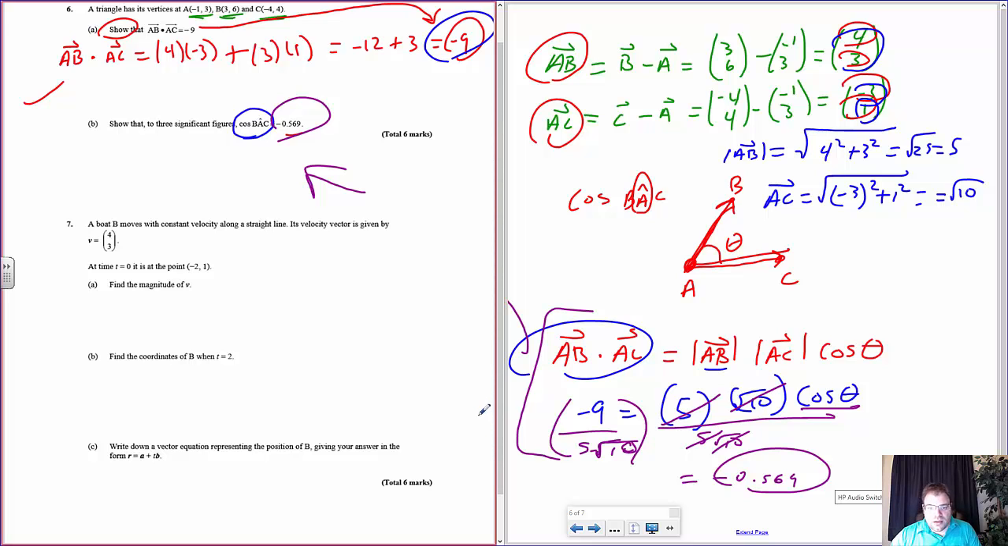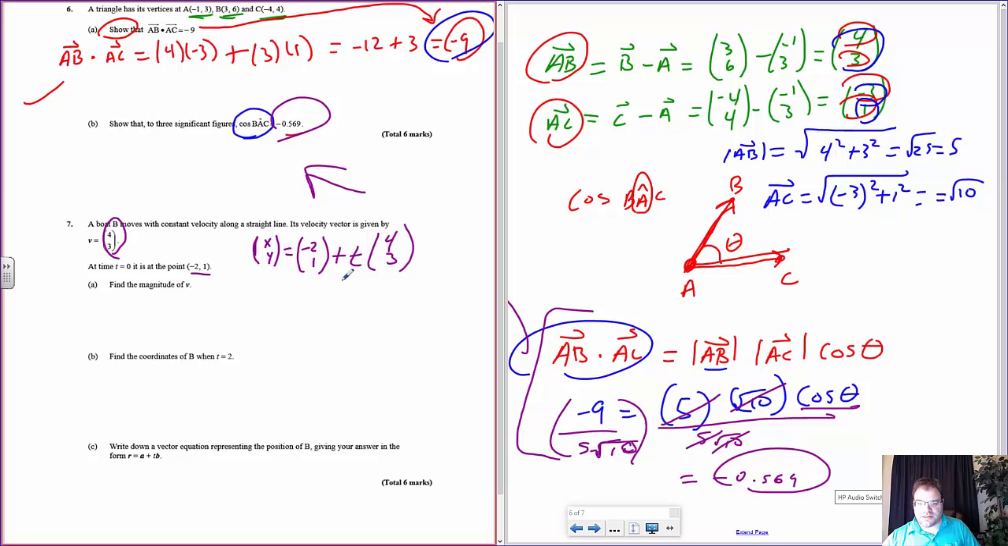All right. A boat B moves with constant velocity along a straight line. Its velocity vector is given by 4, 3. At time equals 0, it is at point -2, 1. Okay. Remember that a position is a coordinate. It's x, y, and is given by the vector equation of a line. You'll have some coordinate where you're starting from, or some coordinate that you are at some point, any coordinate. And they're telling me at time 0, I'm at this point, which is -2 and 1. They're giving me a coordinate. I'm going to add time times the velocity vector, and they're telling me the velocity vector is 4, 3.